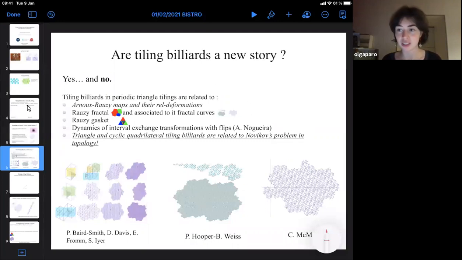But there is also another connection about which I want to talk today. It's a connection with topology and with Novikov's problem, which studies the form of plane sections of three-periodic surfaces in Euclidean space. And I will explain this connection. The explanation is very elementary. It's based only on some geometric constructions, and I wanted to share it with you.